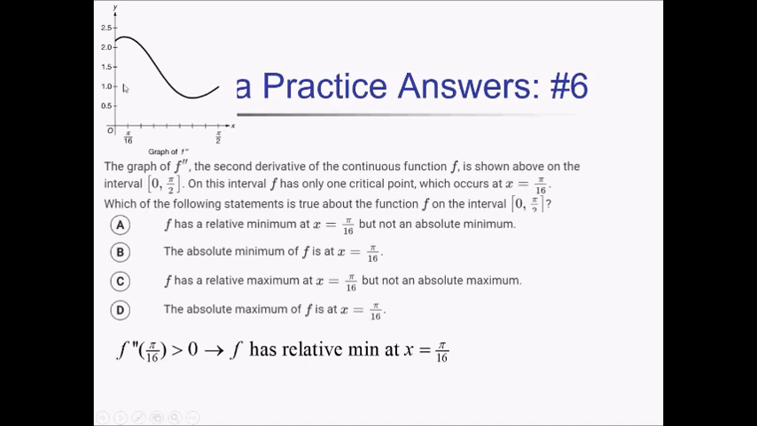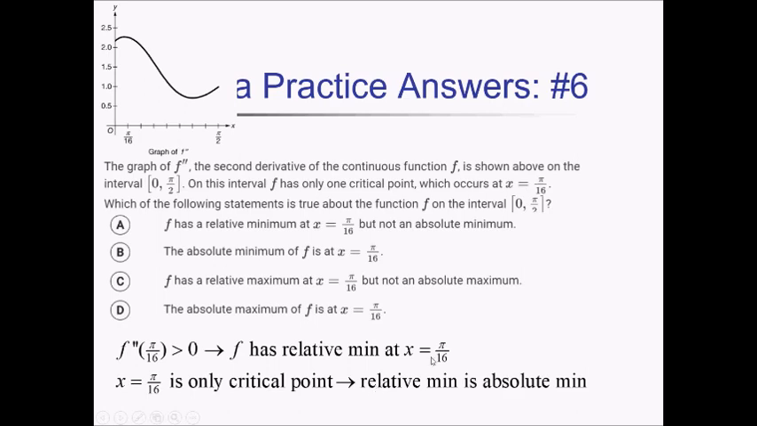Basically, if this is a relative min, you're decreasing until you get here, and then since this is the only critical point, the only place where you could be turning around, that must mean you're increasing forever after. So that means that this has to be the lowest spot on the graph as well. When you only have one critical value, then you also have an absolute max or min depending on what kind of extrema you're dealing with. So, since x equals pi over 16 is the only critical point, we can therefore conclude that f has an absolute min at x equals pi over 16. So that means that we're going to pick answer choice B.